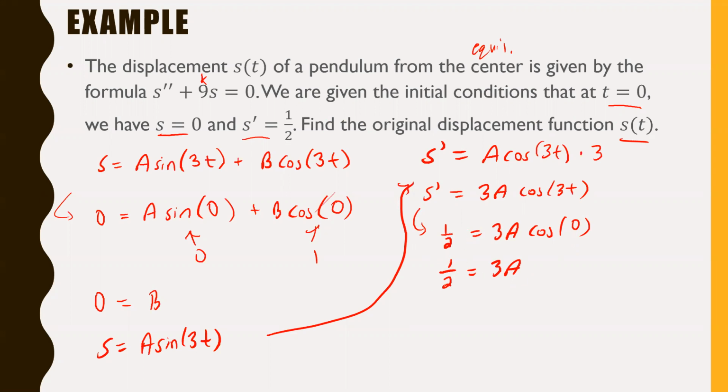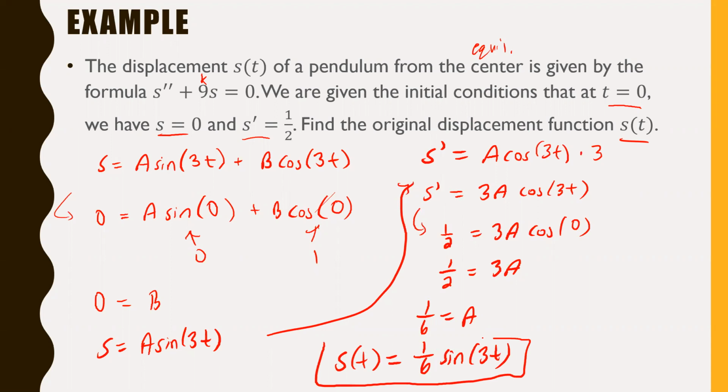The question is, though, 1/2 divided by 3 is kind of a messy number. If you think of this instead as multiplying by 1/3 on both sides, it becomes easier. This is 1/6 equals A. Therefore, if we are coming up with an original displacement function s of t, we can write this as s of t is equal to 1/6 sine 3t. And that solves our problem right there.